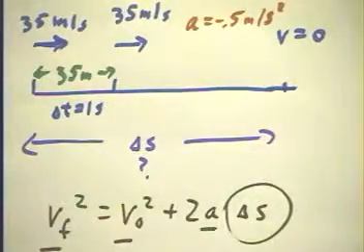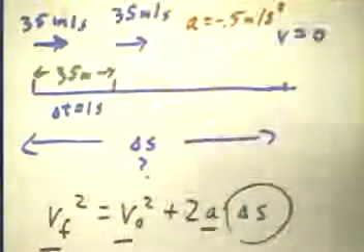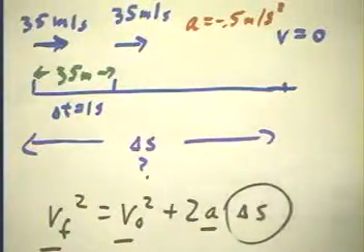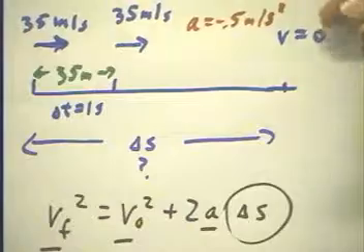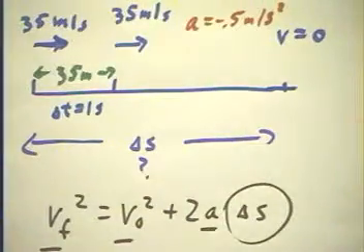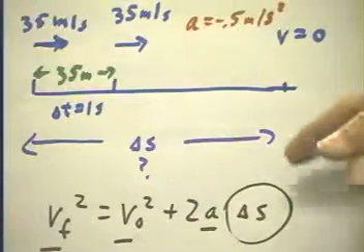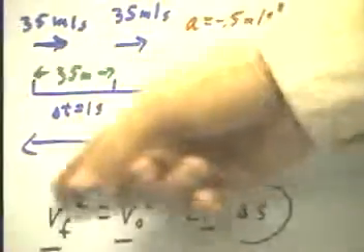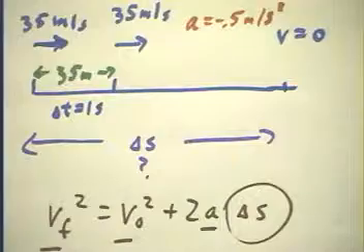Now the individual who posed the problem said, okay, I know VF, and I know V0, and I know the acceleration. Final velocity is 0, initial velocity is 35 meters per second, acceleration is negative 0.5 meters per second squared. And I know that I'm looking for delta S, so I'm going to use this equation. How do I do the algebra to solve for delta S?